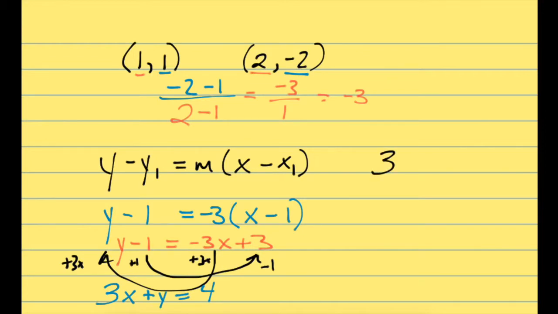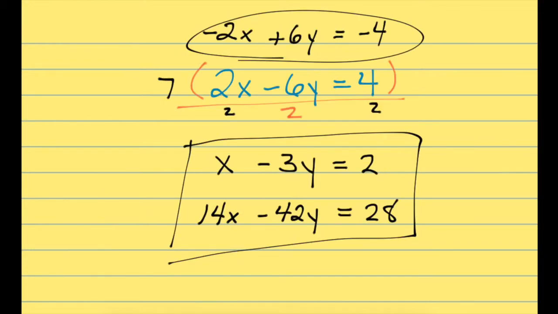Now what I want to do is make sure that this is the simplest form of the equation. So is there any number that goes into 3, 1, and 4 evenly? No. If there was, I would divide the equation by that number just to reduce it down, like we did in the last problem, where we brought the 2x minus 6y equals 4 down to these terms. That would be the lowest terms.